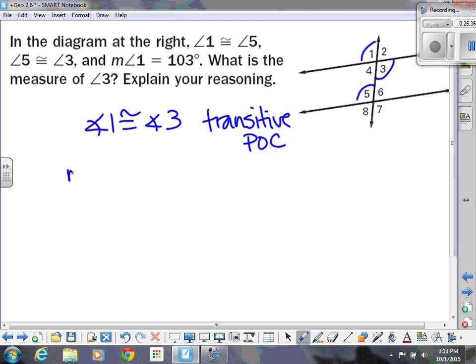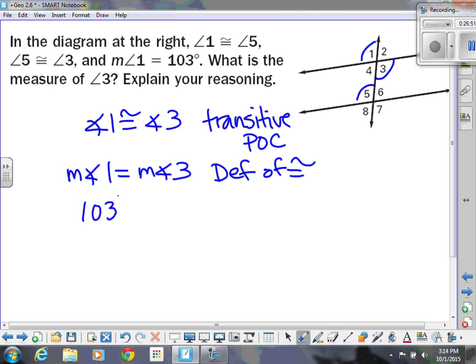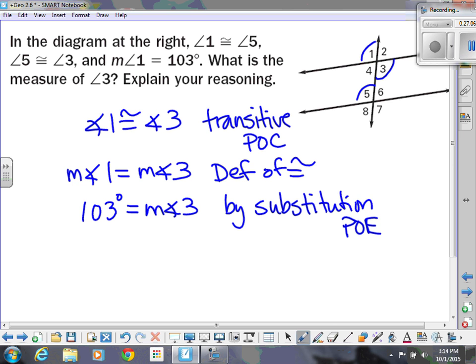And then I would switch again to be equal. So I would say the measure of angle 1 equals the measure of angle 3. And remember, that's the definition of congruence. And then I can now substitute 103 for the measure of angle 1. And now I know for sure that the measure of angle 3 is equal to 103 by substitution. And notice that's POE, since we're in equal signs. So we're going to use that kind of idea to do some formal proofs.